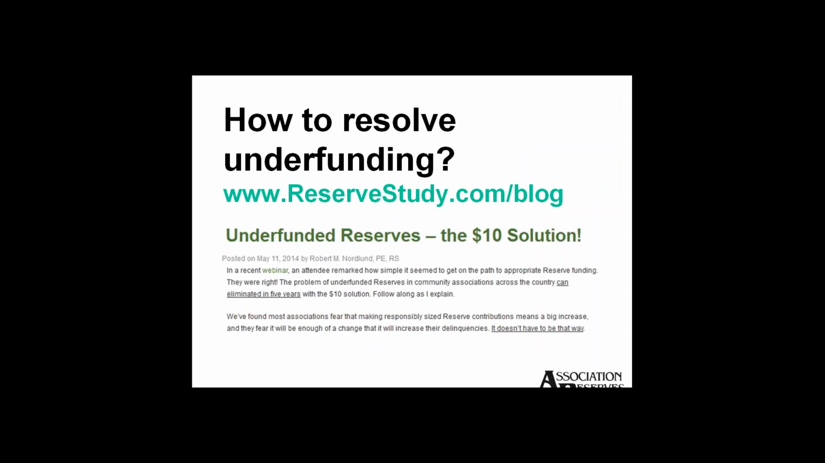And another good resource is a blog post you can find on our website. It's called the $10 Solution. You might be underfunded now, but your association is not doomed to always be underfunded. In this blog post, we outline a very straightforward way associations can and have changed the trajectory in the future of their association, changing the home values, rising home values in the process.